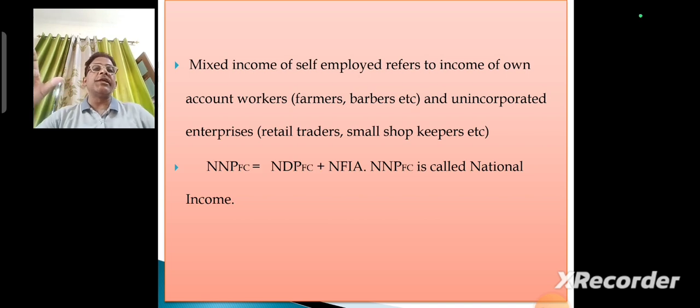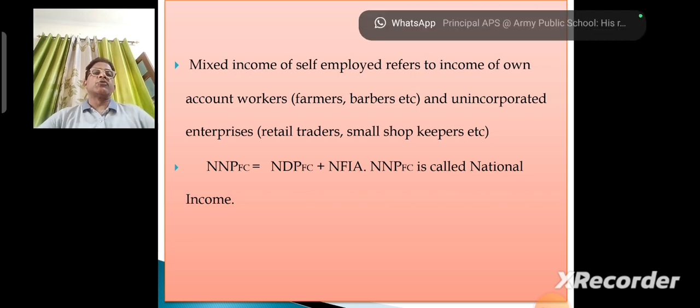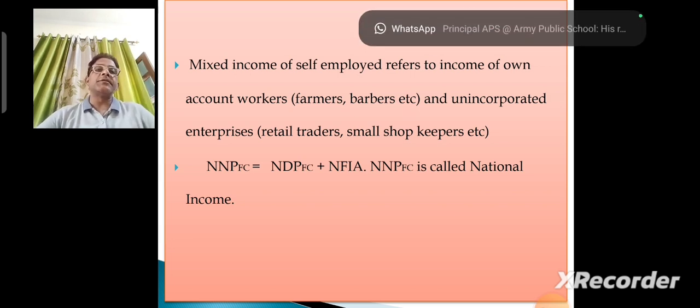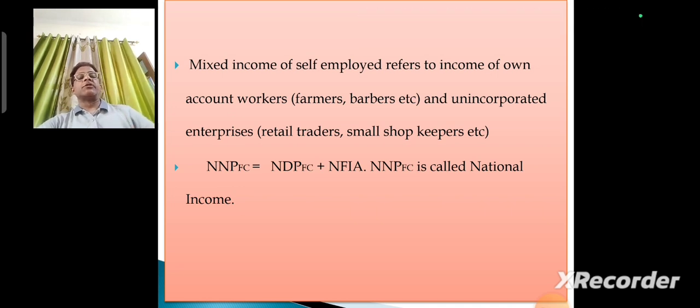When you add these three, you actually get NDPFC, because this is the income which has been generated in the domestic territory. If you add NFIA, net factor income from abroad, naturally this domestic income becomes national income. So NNPFC equals NDPFC plus NFIA. In short, if you are calculating national income by the income method, there are 4 different components which you should directly add: COE, OS, MI, and NFIA.